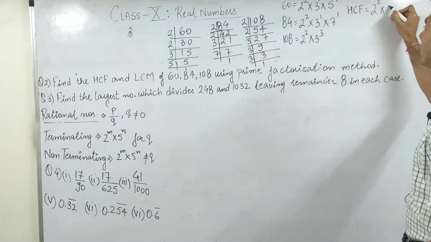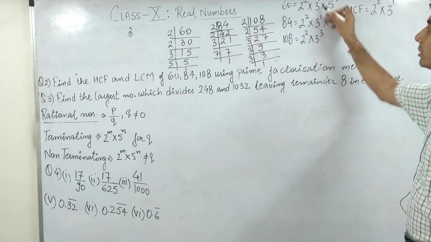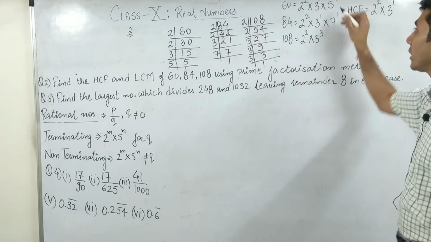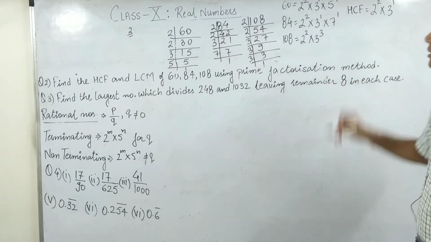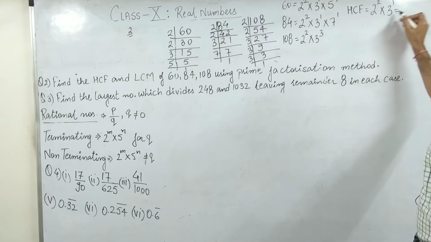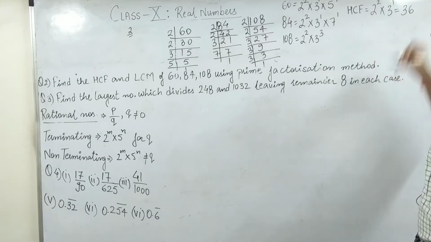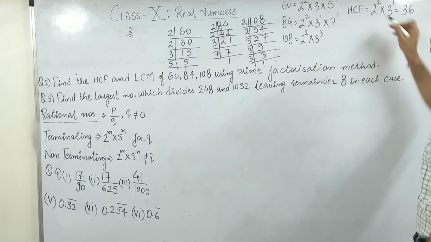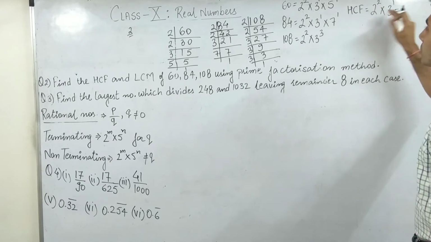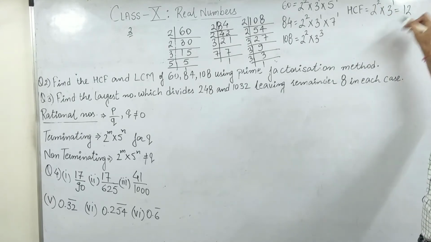So 3 to the power 1. That's all. Lowest power, common factor. Why did we not take this? It is not common. So the answer would be 4 into 9 is 36. Sorry, 4 into 2 square is 4 into 3, which comes out as 12.